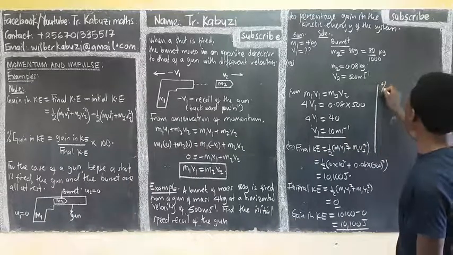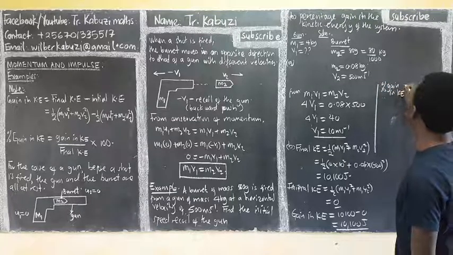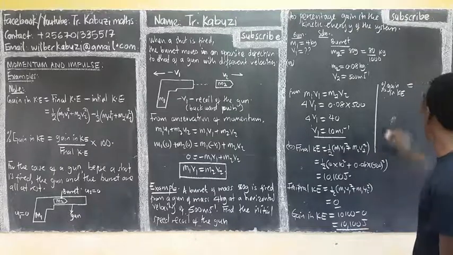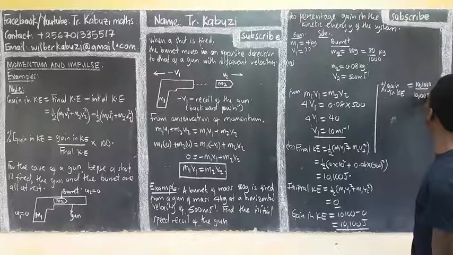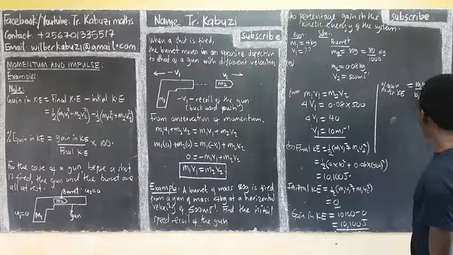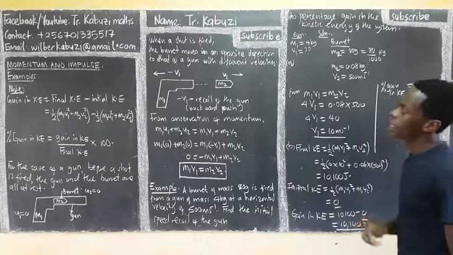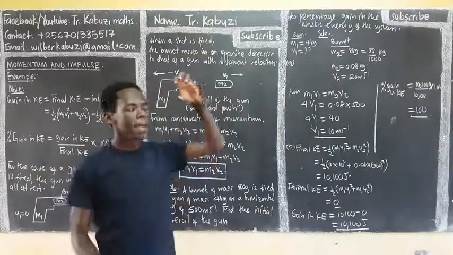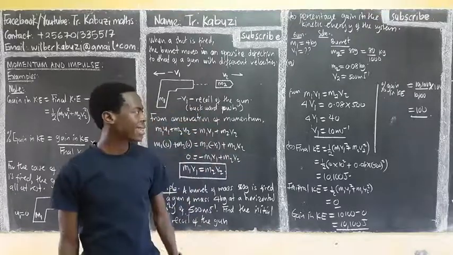So now my percentage gain in KE is going to be the gain over the final, times 100, so it is going to be 100%. So the gun gains kinetic energy 100%, because before you shoot, its kinetic energy is 0, as simple as that.